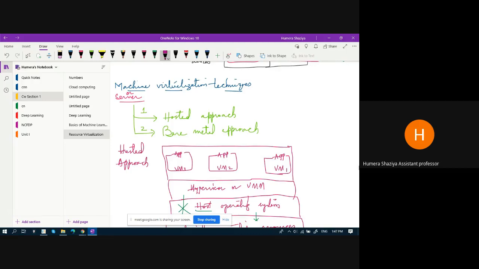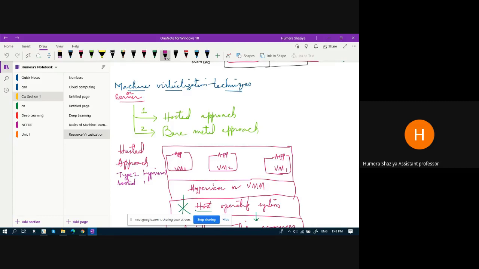It depends: if you have to run your virtualization directly on physical resources without requiring a host operating system, you go for the second approach. Otherwise, you have to have the first approach. This first one, the hosted approach, is referred to as a Type 2 hypervisor, also known as a hosted hypervisor.